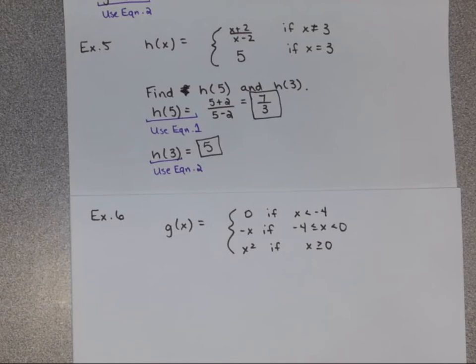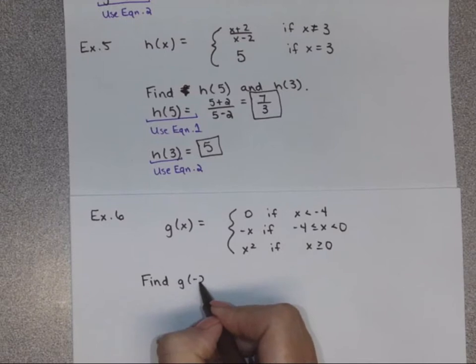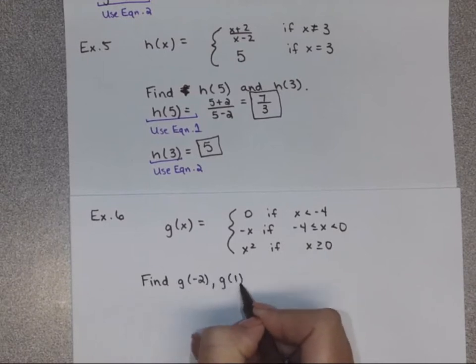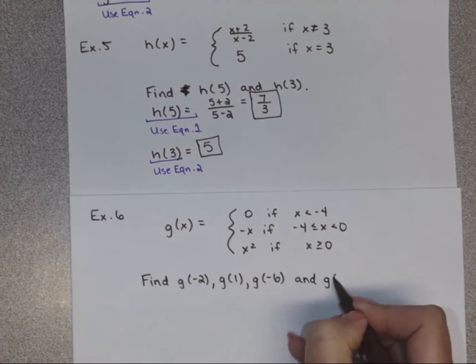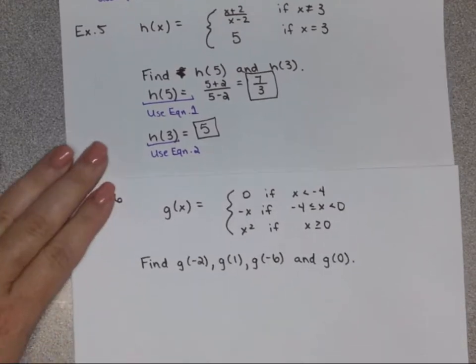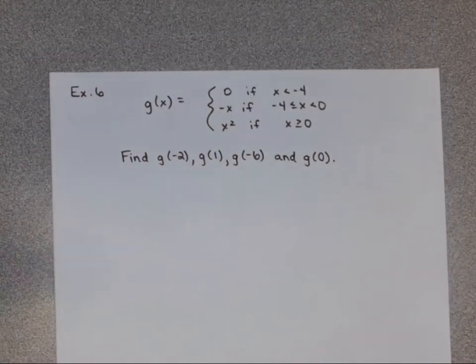It means anything in between them on the number line. Okay? So what kind of things are between -4 and 0? Things like -3, -1, right? So think about a number line if you're struggling with that. But these are the things I want you to find. So we're going to find 4 function values this time: g of -2, g of 1, g of -6, and g of 0.